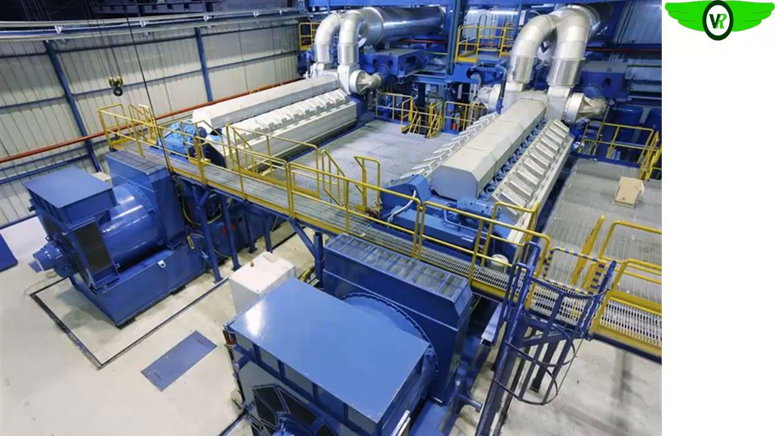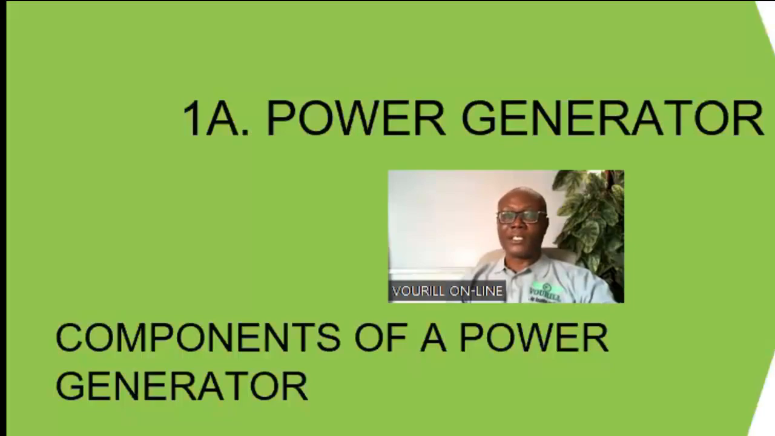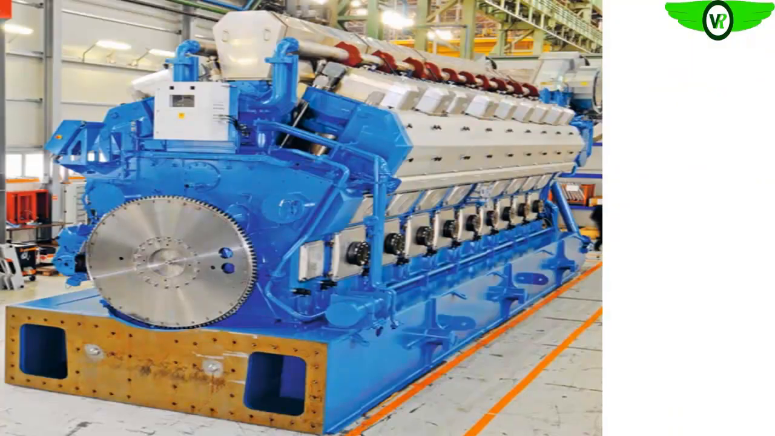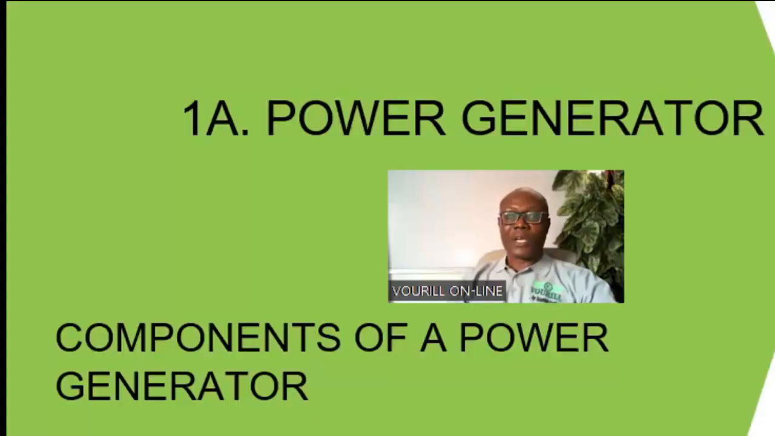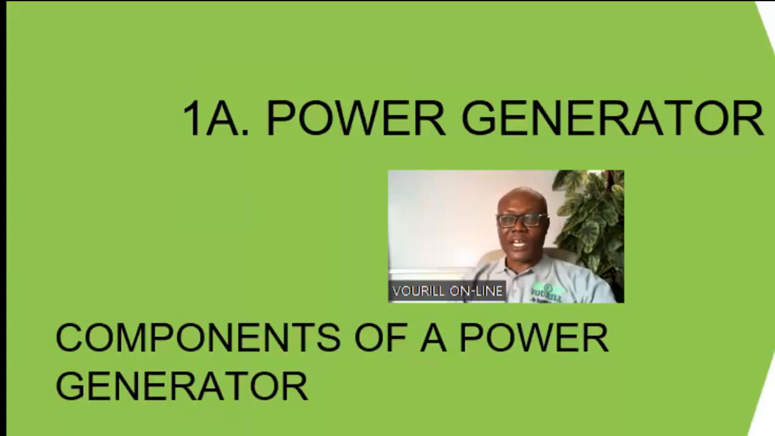So next, we are going to look at the basic components of the power generator. The generator is made up of two major components. That is the engine, which is the part that converts whatever form of energy is sent into the station into rotating mechanical energy. And then we have the alternator. The alternator is the part that now converts the rotating mechanical energy into electrical energy.